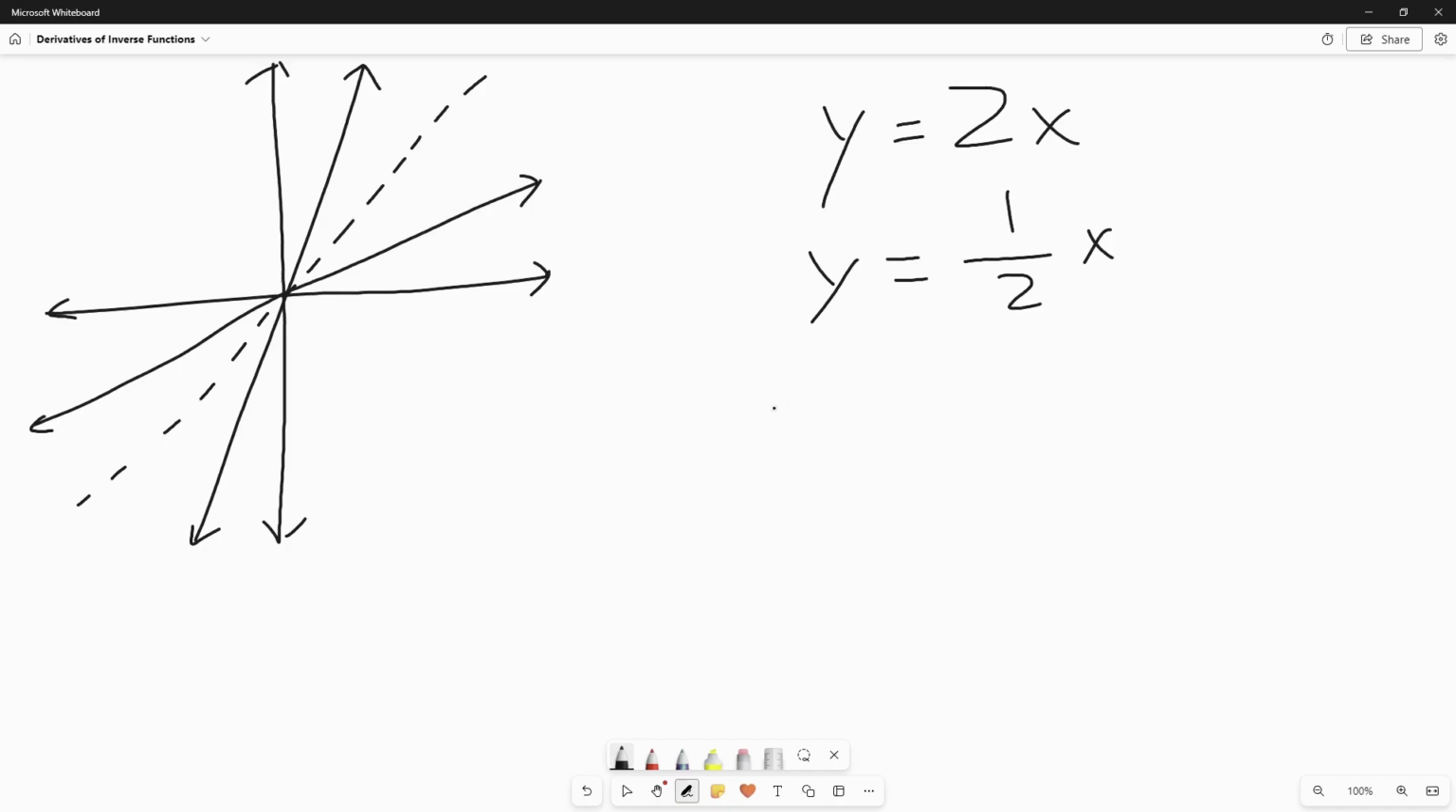So let's try for this one. y equals 2x, replace y with x and x with y. So we get x equals 2y, and y equals 1/2 x. And we get this function here, they're the same.